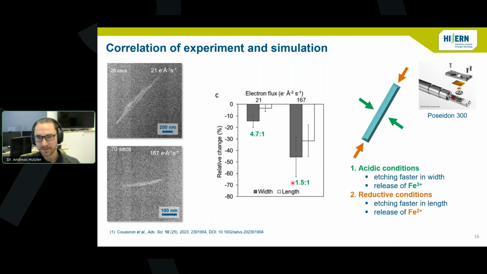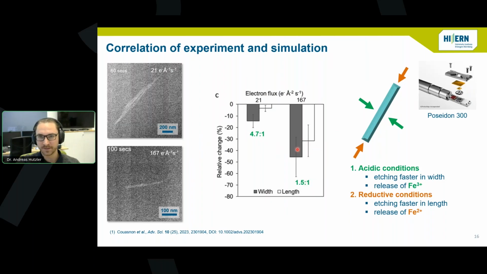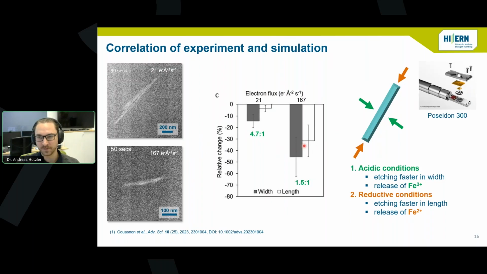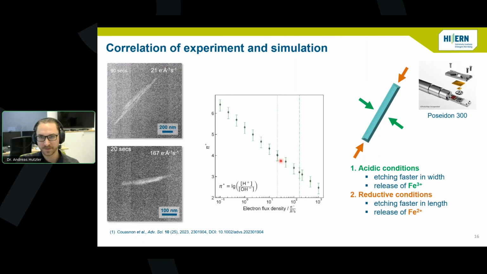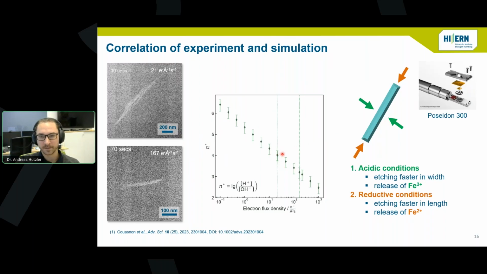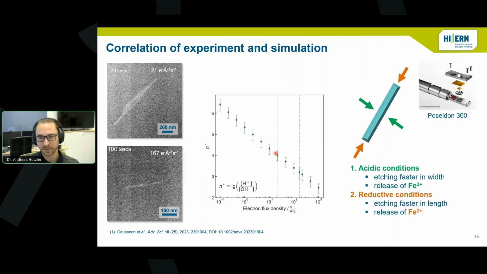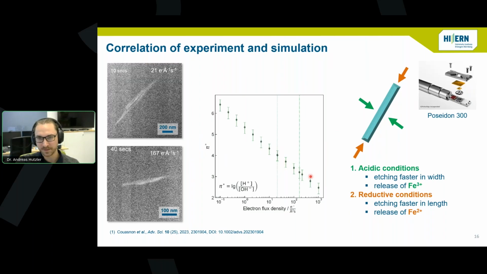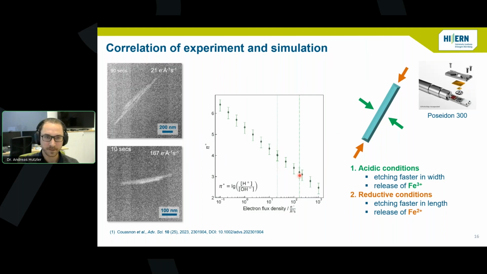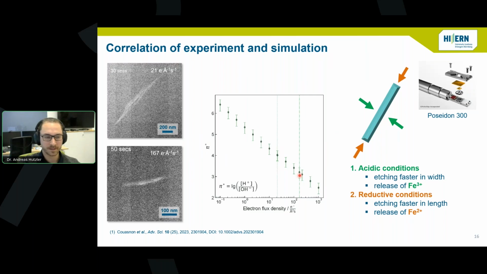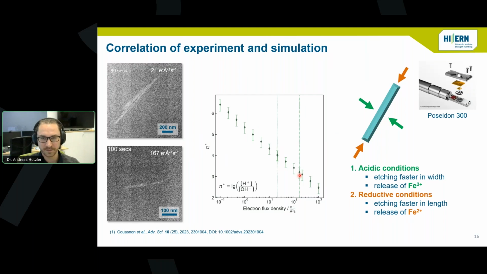However, the ratio gets way smaller and the error bars even overlap, which nicely fits to the simulation of our acidic conditions. So at low electron flux densities, we have a more acidic regime, and when we increase, we go down to more neutral regimes. So also here, our simulation work seems to qualitatively work.